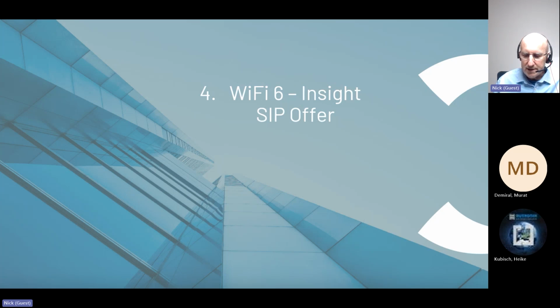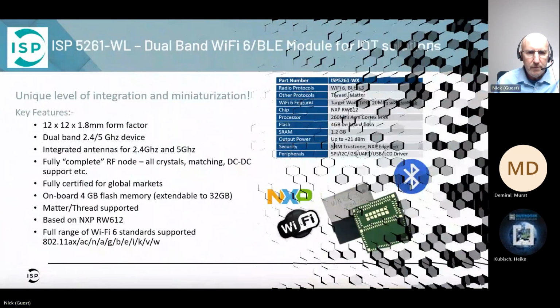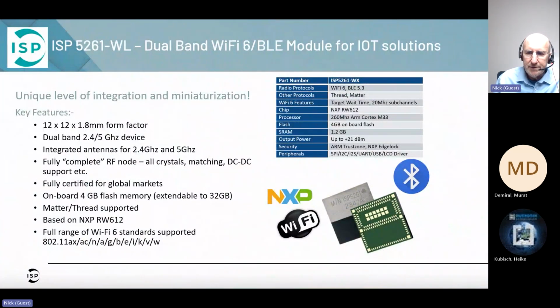But in Wi-Fi 6 in particular, which is the subject of today's webinar, we have a dual band Wi-Fi 6 BLE module, and it's very much designed for this IoT type application that I've talked about. It's in a miniature 12 by 12 millimeter form factor. It's dual band, covering 2.4 and 5 gigahertz.